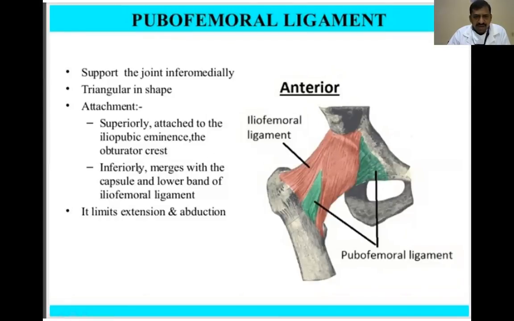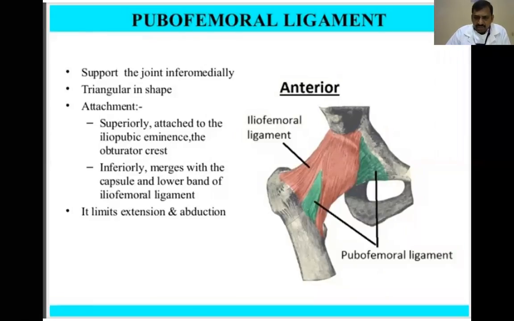Inferiorly, it merges with the capsule and the lower band of the iliofemoral ligament. Here this is the lower band, this is the upper band of the iliofemoral ligament. Here it blends with the inferior band of the iliofemoral ligament, and at the same time it also blends with the capsular ligament of the hip joint. It limits extension and abduction.